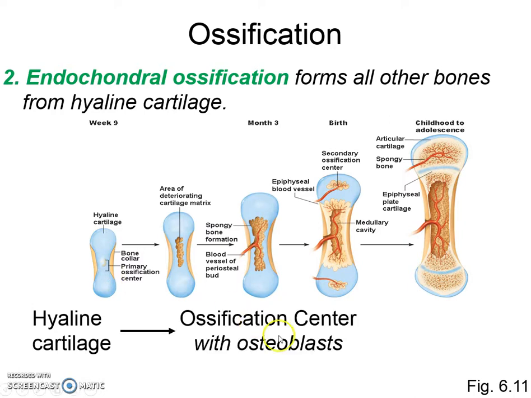Then, like before, you have the ossification center with the osteoblasts. Again, these osteoblasts are going to lay down new bone. Right here, you have the start of an ossification center. Here you have the ossification center, and you have the new bone forming. More bone is forming, ultimately until the entire length of the bone is formed. Remember, this is endochondral ossification, and it's used to make all the other bones in your body except for those skull bones and the clavicle. And the start is hyaline cartilage.